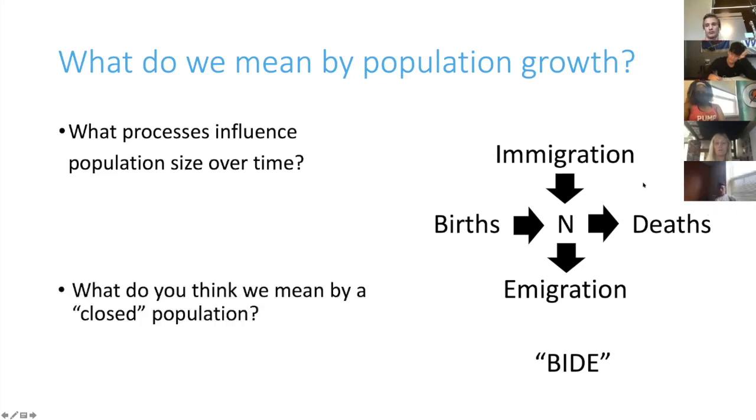So if these are the four basic categories of processes that can affect population size, what do you think we might mean if we talk about a closed population? There's no immigration and emigration, just birth and death.